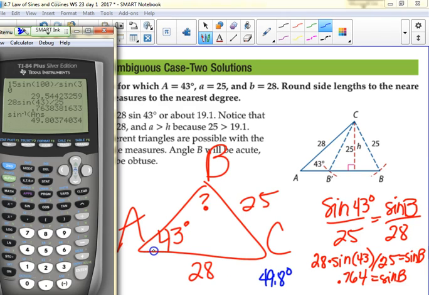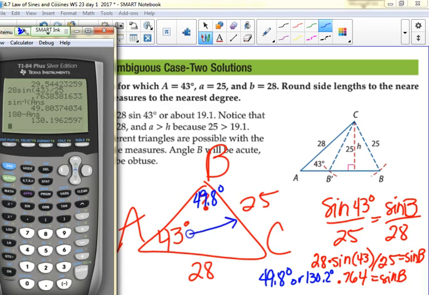But this is where you have to remember, as soon as you did inverse sine, it could also be the supplement of that angle. So if I do 180 minus the number I just found, I get 130.2. Now, there's going to be a lot of times where you can throw that second answer out. But is it possible here that this is 49.8? The smaller angle is across from the shorter side and the bigger angle is across from the bigger side. Is it also possible that this is 130.2?